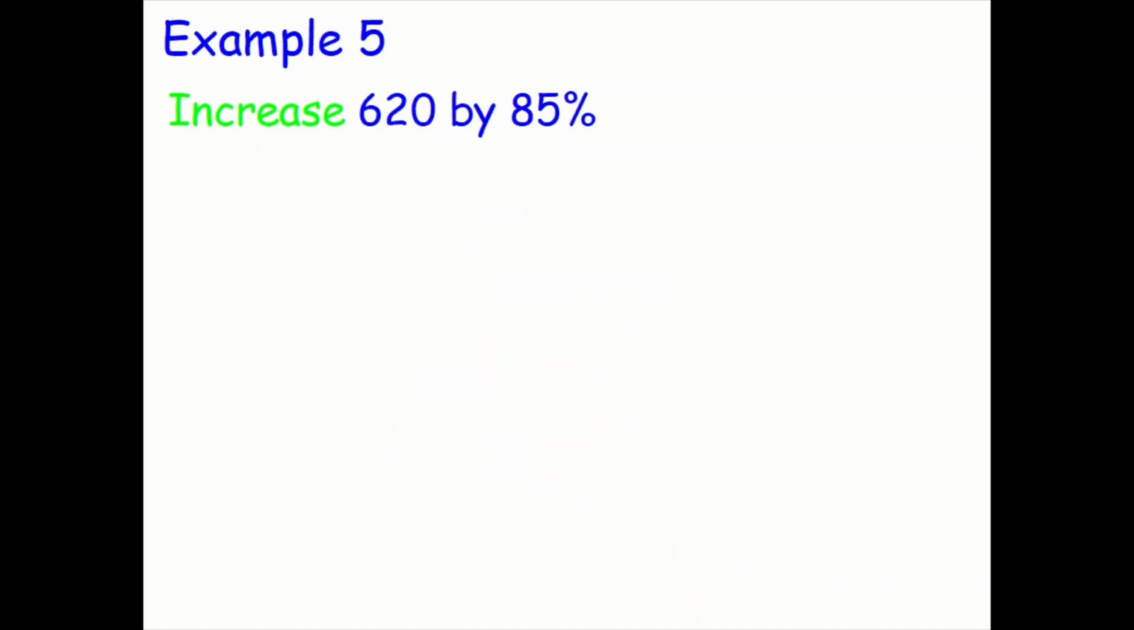Example 5, increase 620 by 85%. I'm going to do this one on my calculator. What would be the calculation? It would be 620 multiplied by 1, because we're increasing by 85%, 1.85. And if you put that into your calculator, you would get 1,147.